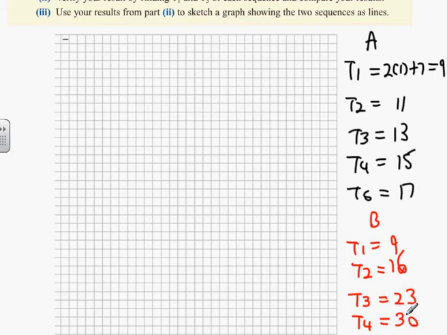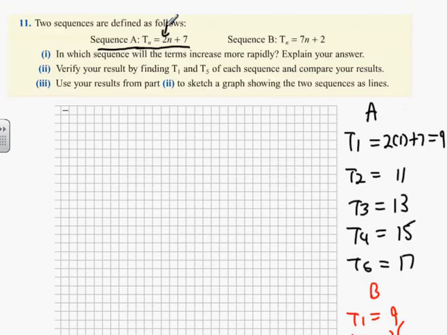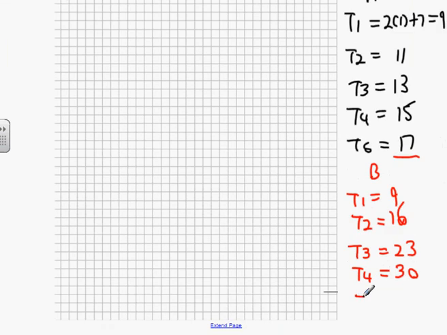B. And how you'd explain this is, this one has a slope of 2, but this one has a slope of 7. Okay? In which sequence will the terms increase more rapidly? Sequence B, because it has a bigger slope or bigger difference of 7. Verify your results by finding T1 and T5 of each sequence. T5 of this sequence is 17 and T5 of this sequence is 37.